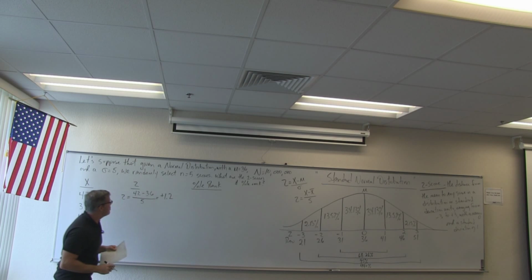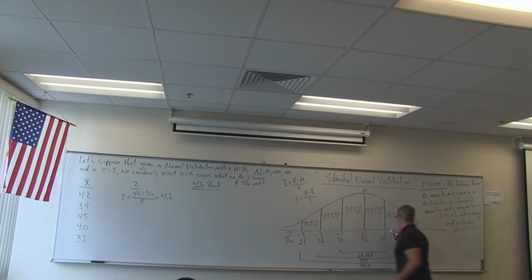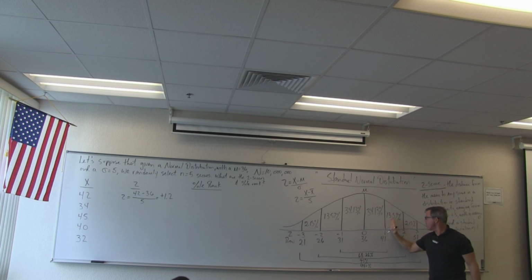A Z of positive 1.2. Oh, it's right here. Look, it lines right up with that raw score 42. Our job now is to determine the percentile rank. That's the area from here back. That's the area from this position back this way. You're going to see me doing a lot of this today. The area from here back.